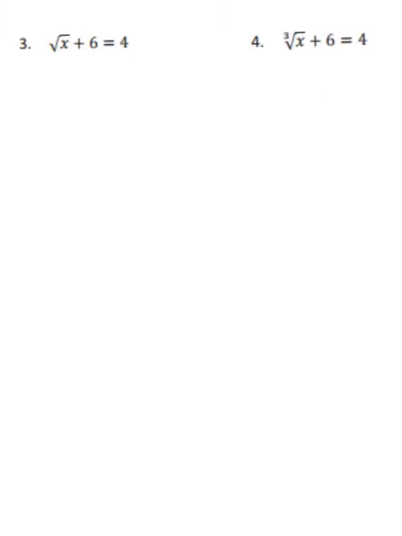Okay, next two, very similar. Same type of situation here. I'm going to subtract 6 from both sides. Feel free to pause the video and try it yourself first, and then come back and see what I'm doing. I get the square root of x equals negative 2. Then I square both sides, so the square and the square root cancel. I get x equals, and when I square the negative 2, I get 4.